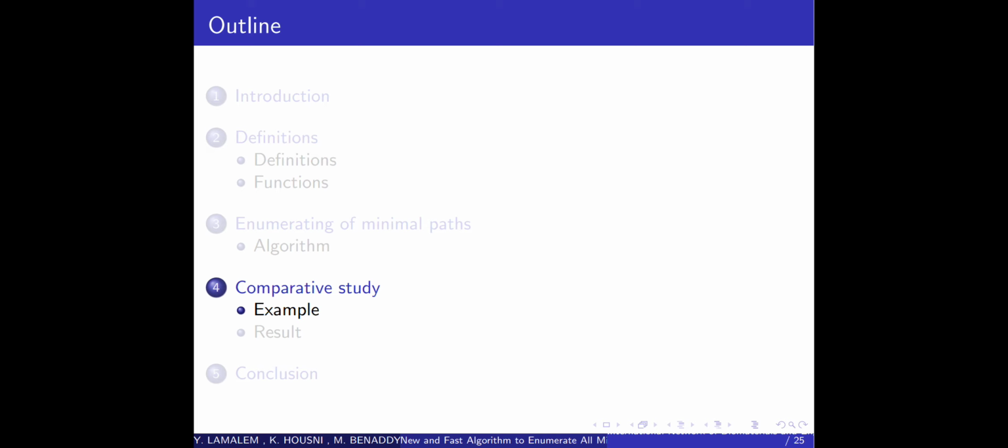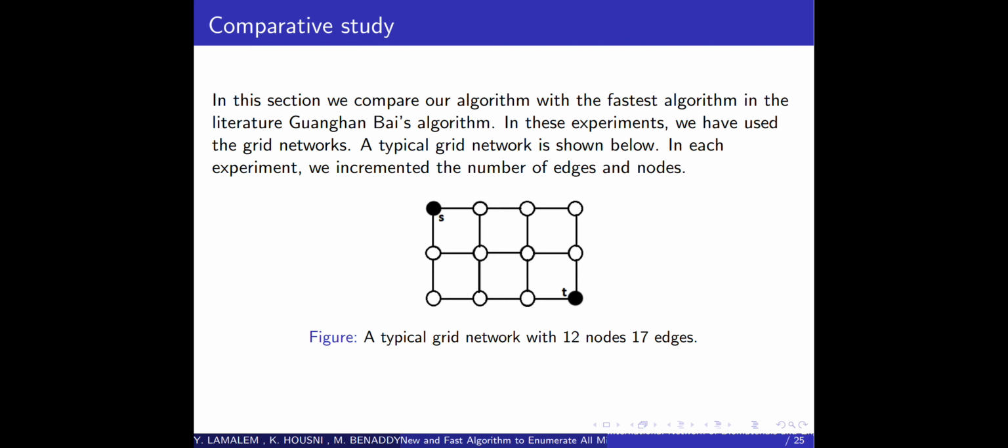Now we have a comparative study of the algorithm. In this section, we compare our algorithm with the fastest algorithm in the literature, the Gang-Bay algorithm. In this experiment, we have used the grid network. A typical grid network is shown below. In each experiment, we incremented the number of edges and nodes.